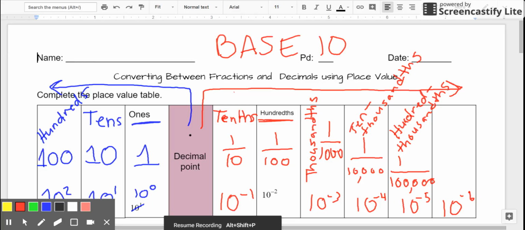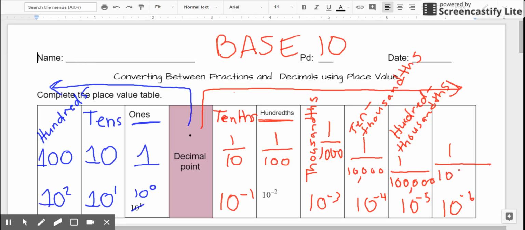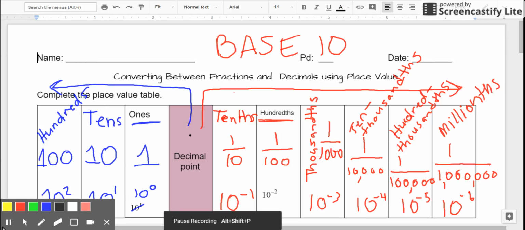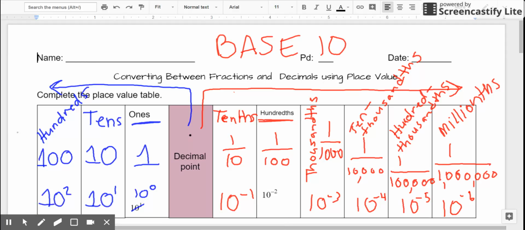This last column that we have is going to be 1 followed by 6 zeros. So you'll note that that's 1/1,000,000. So this will be our millionths column. If you haven't finished filling in this table, please pause the video so that you can fill in the rest of the table now.